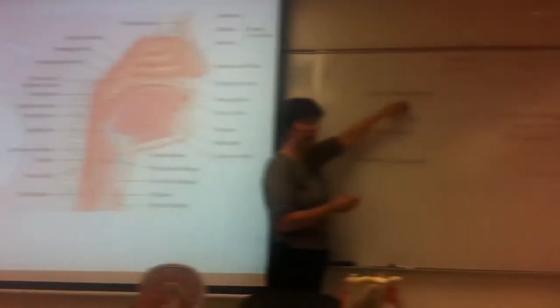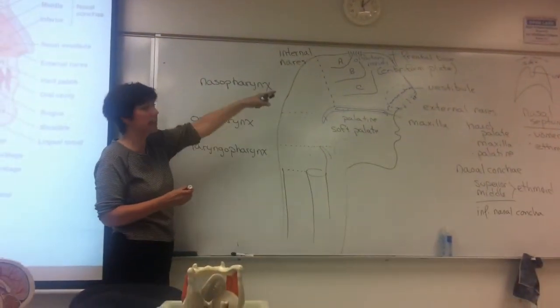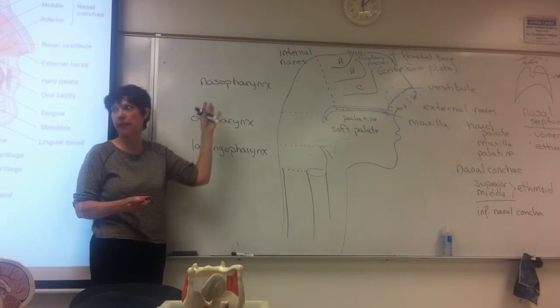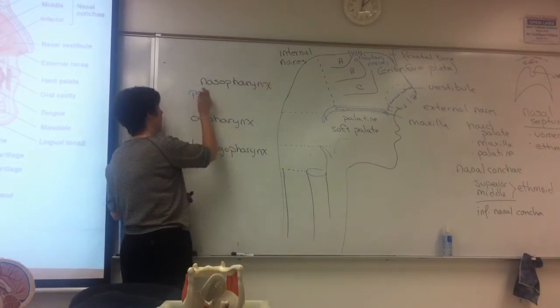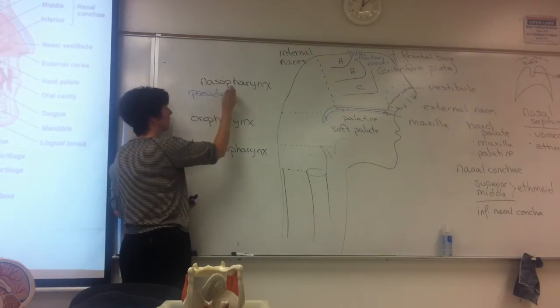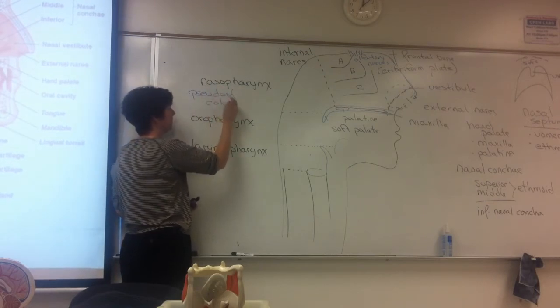So the epithelium that we associate with the nasopharynx continues to be the same as the epithelium that we associate with the nasal cavity, and that is pseudostratified columnar epithelium.